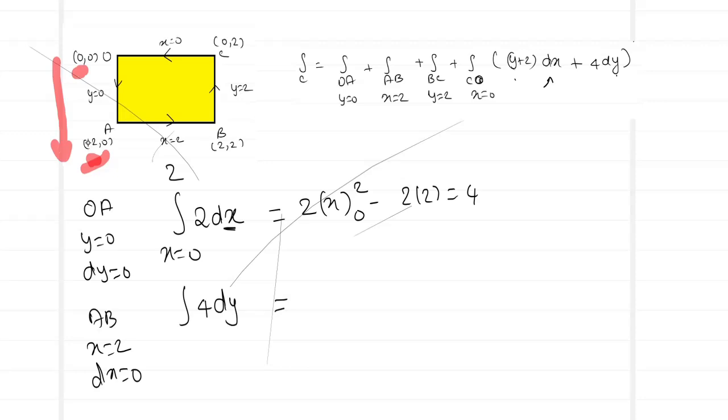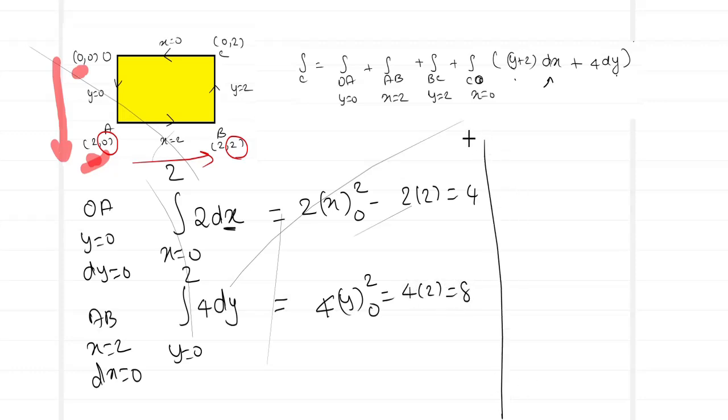What is going to be the limit? You have to move in the direction of dy. So when I move in the direction of dy, y varies from 0 to 2. So you have 4 times y between 0 and 2. So 4 twos are 8. So the second line is done. Now move on to the next line.